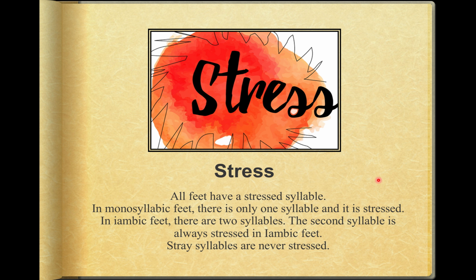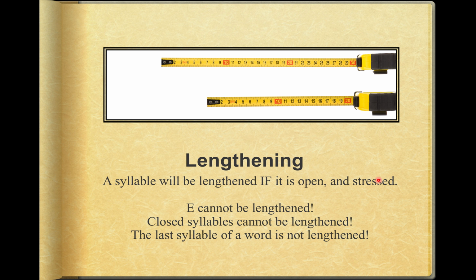Stress is really important here. All feet have a stressed syllable. In monosyllabic feet, there is only one syllable, and it is always stressed. In iambic feet, there are two syllables. The second syllable is always stressed. Stray syllables are never stressed. And stress tells you about the emphasis of a word. If this is unfamiliar to you, please watch the how to read feet video. I go through that really fast right here because this is review.